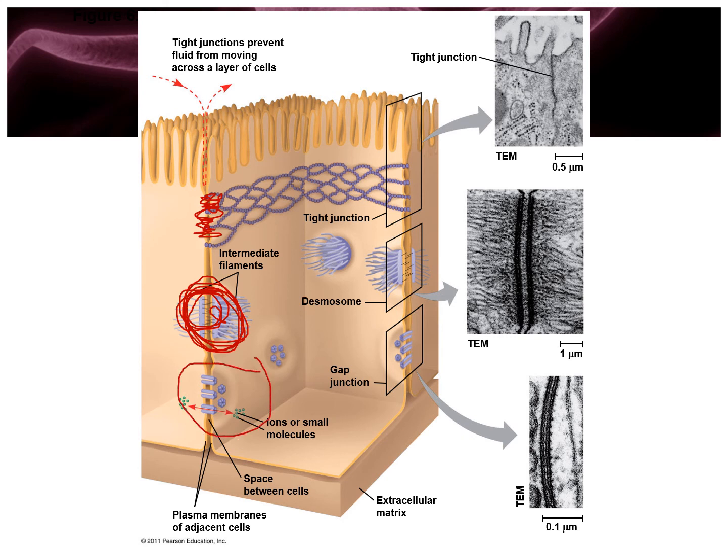Gap junctions are just a way for one cell to communicate with a neighboring cell in terms of sharing cytoplasm or ions or small molecules.